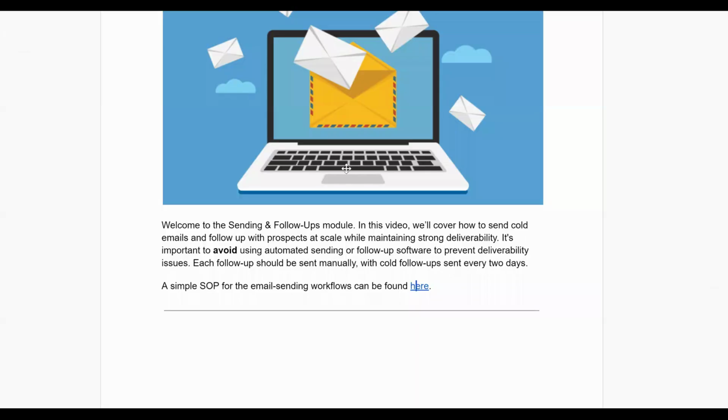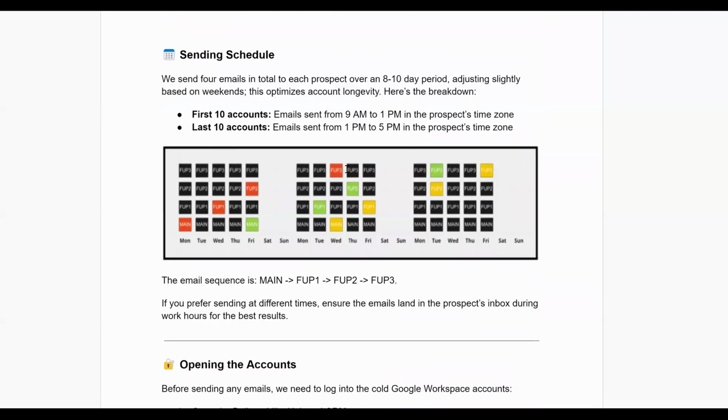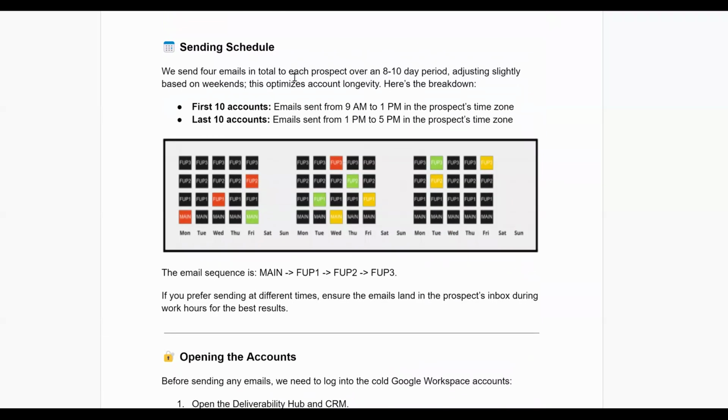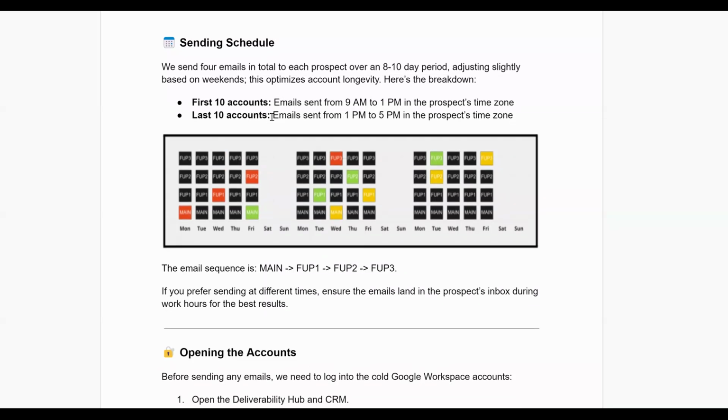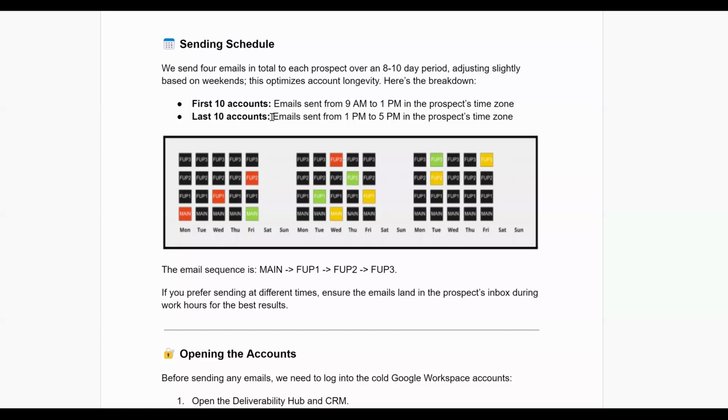Now, going back to the main document. So the sending schedule, we basically send out 4 emails in total to each prospect over an 8 to 10 day period, adjusting slightly based on weekends. And this optimizes account longevity, of course, and here's the breakdown. So this is the scenario where you have 20 accounts and you have 5 accounts as a backup, so a total of 25 accounts.